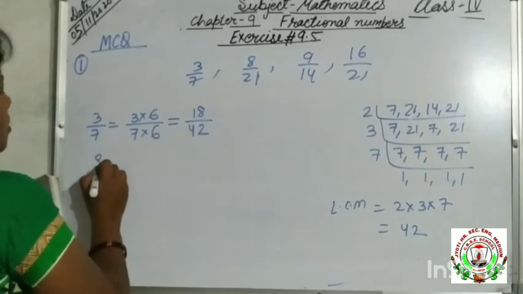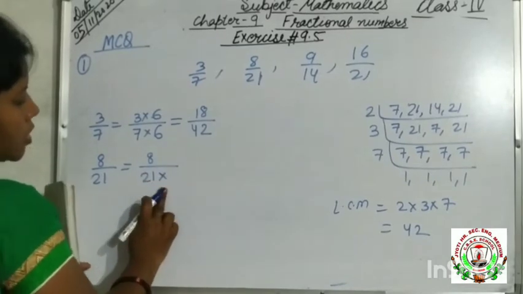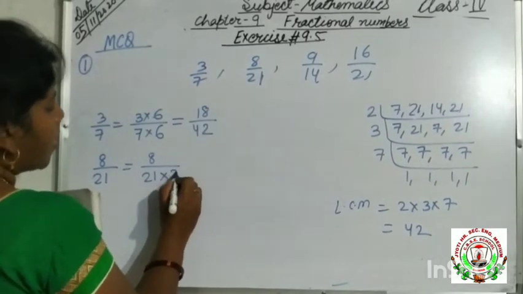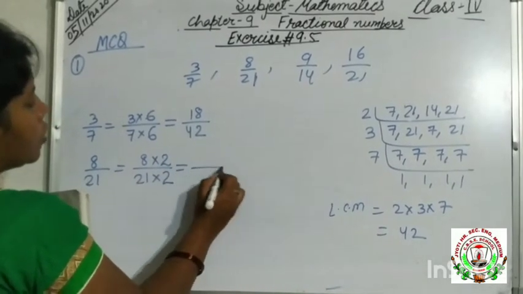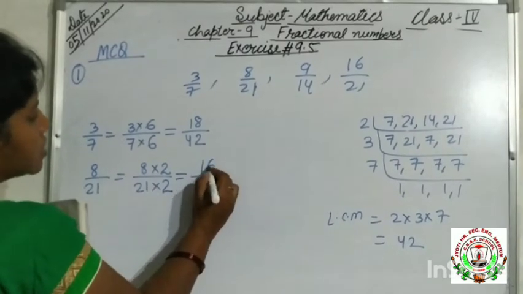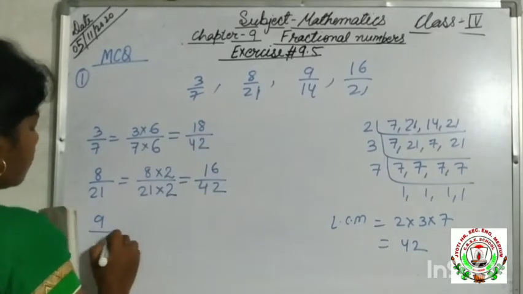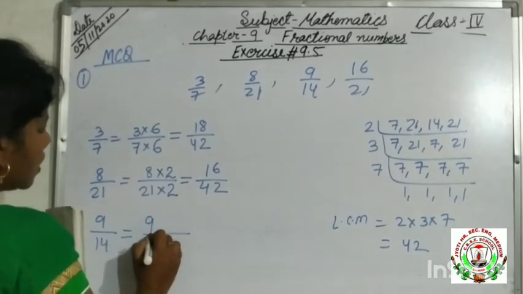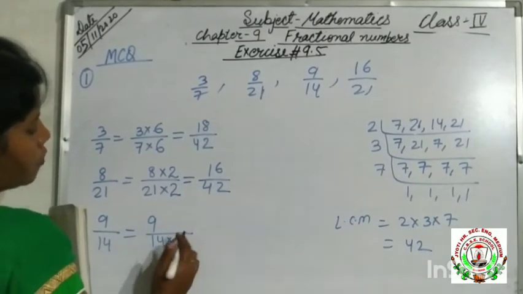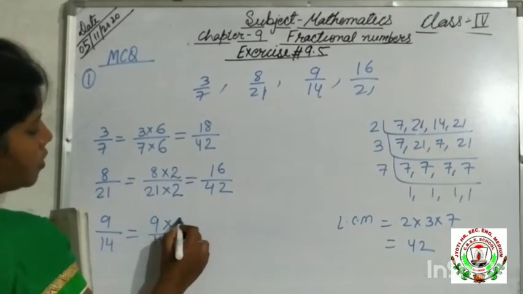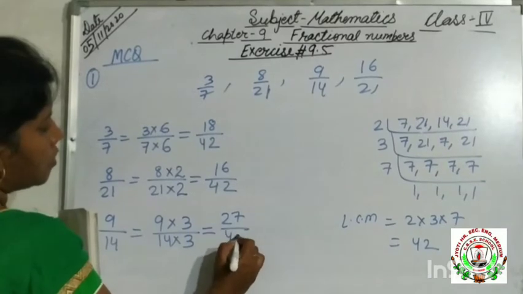Now the next number is 8 by 21. Again we will find out which number to multiply in the denominator to get 42. When we multiply 21 into 2, we get 42. The same number you will multiply in the numerator also. 8 2s are 16. Now next is 9 by 14. When we multiply, 14 1s are 14, 14 2s are 28, 14 3s are 42. So the same number you will multiply in the numerator. 9 3s are 27 and 14 3s are 42.